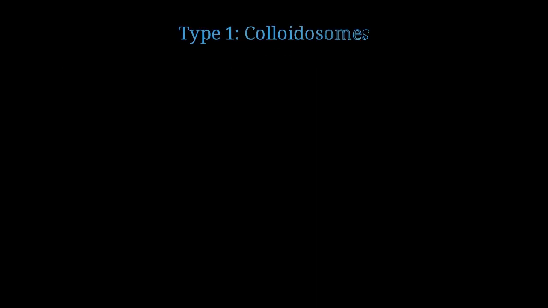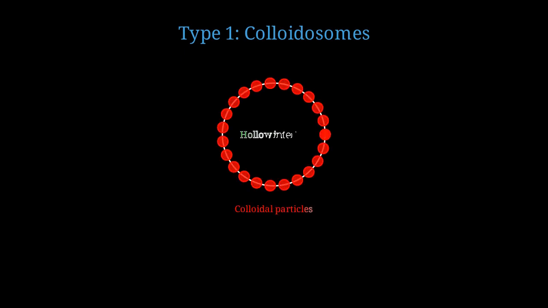Now let's dive into our first material type, colloidosomes. These are hollow spherical shells made from colloidal particles assembled at the droplet interface. Picture a soccer ball structure but at the microscale. Colloidal particles, typically silica or polystyrene spheres, adsorb onto the water-oil interface of a droplet, forming a dense packed shell.